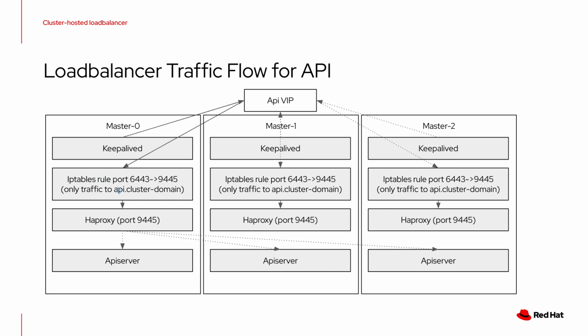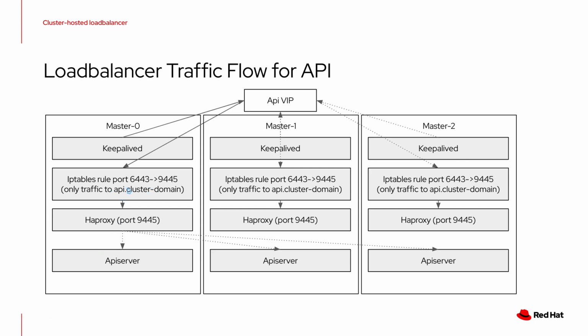It goes down to this iptables rule that is moving port 6443 to 9445, only for traffic that is coming into the api.cluster domain DNS name. The reason we do that is because HAProxy is actually running on that second port, and that is what distributes the traffic to the different API servers.